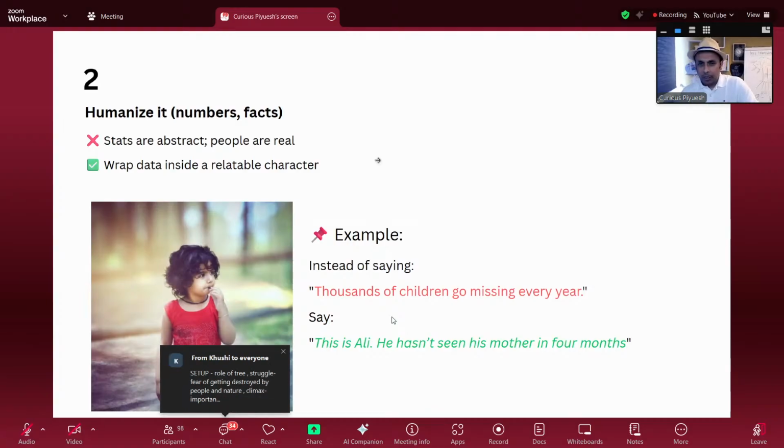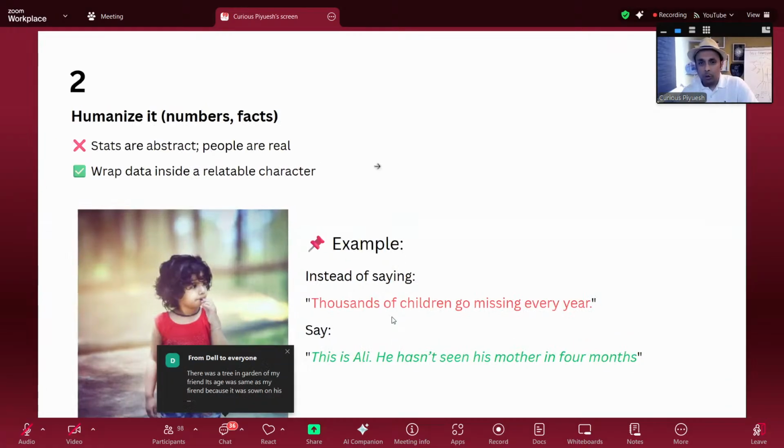Ankur is saying, "Set up a tree who is alone in the world. No one to talk to. Still stood in all climates." Yeah, so Ankur, you are still talking about the tree. Come out from the tree. Humanize it.